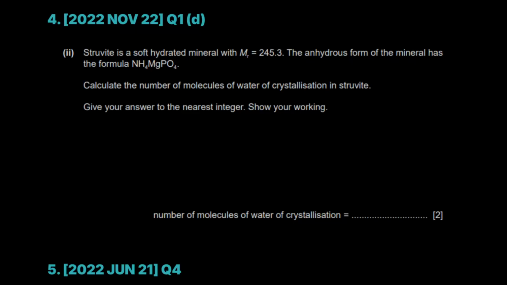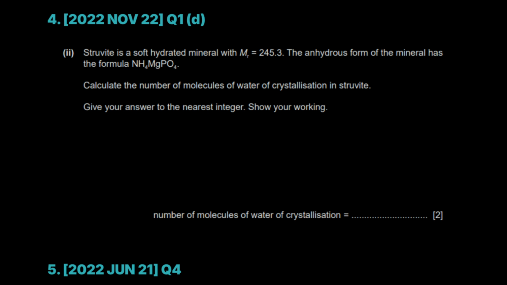Okay, starting off with the 2022 set, it says struvite is a soft hydrated mineral with MR of 245.3. The anhydrous form of the mineral has the formula NH4MgPO4. He says calculate the number of molecules of water of crystallization in struvite, and give your answer to the nearest integer. Show your working.